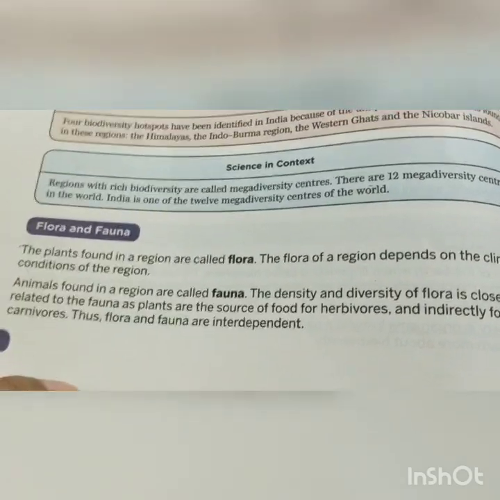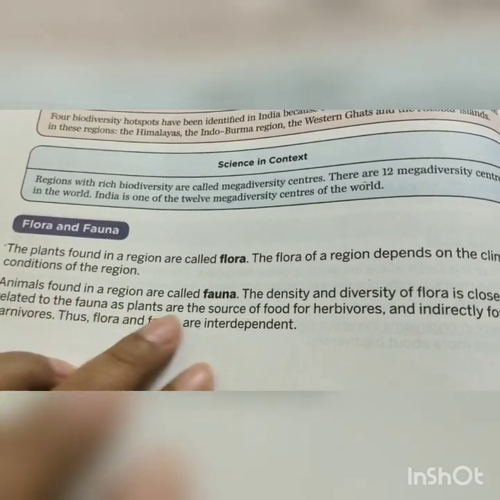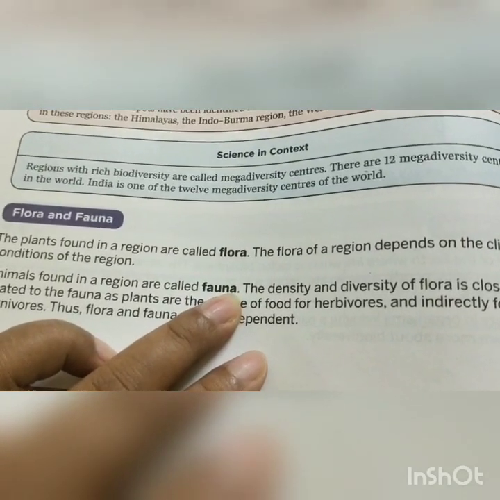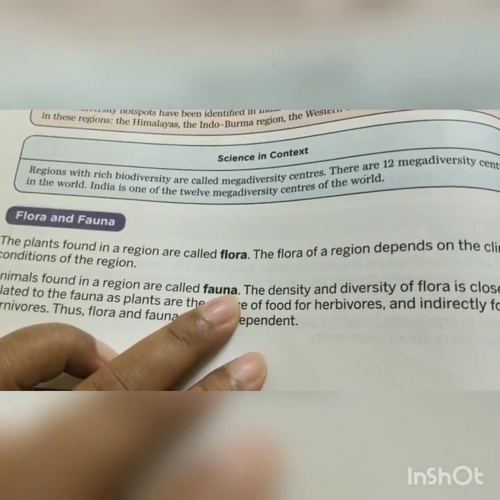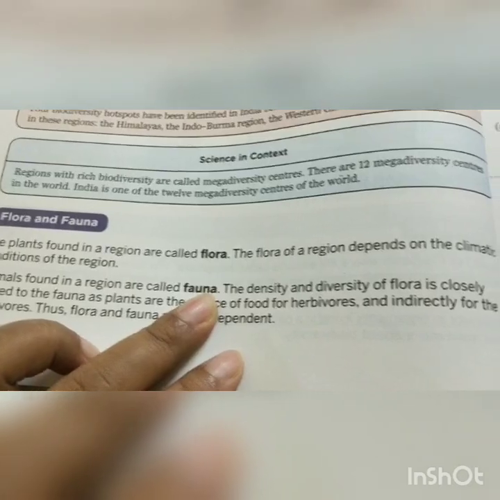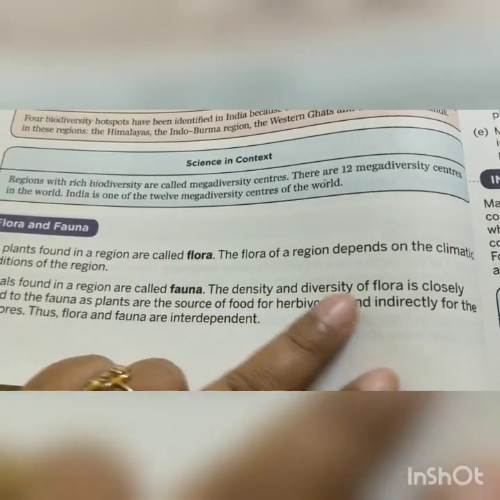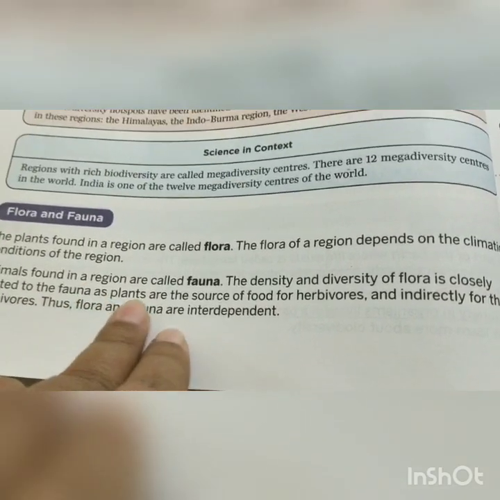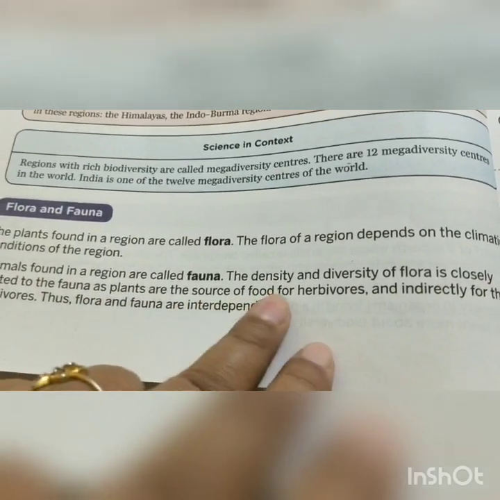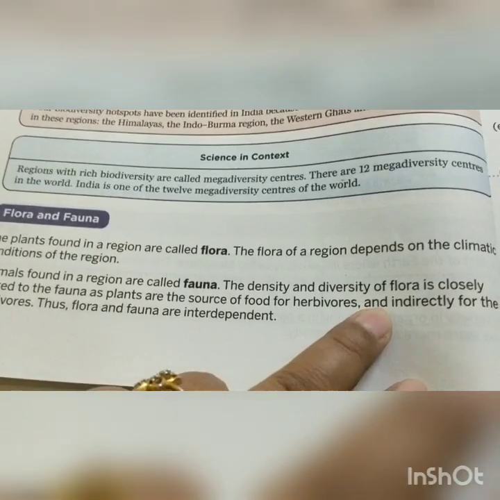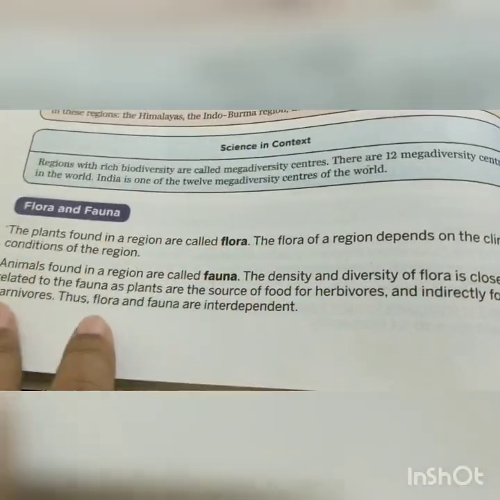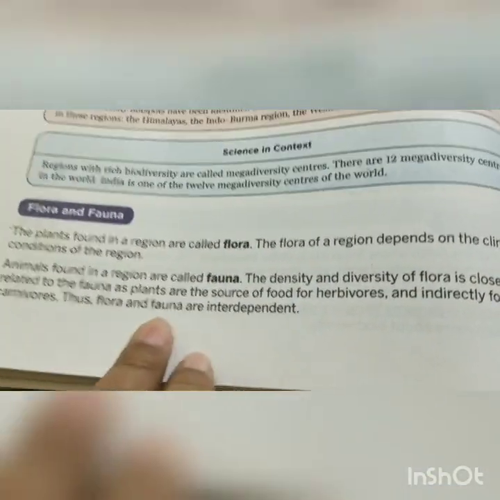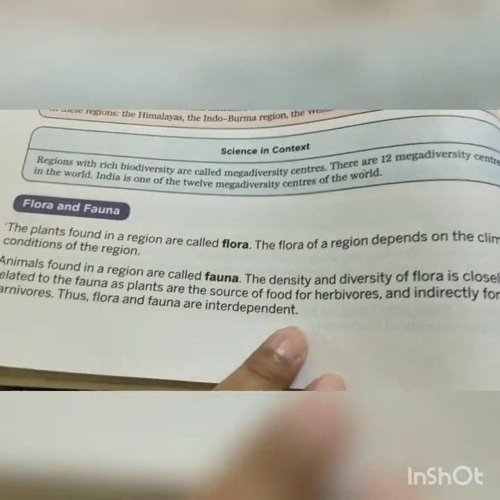Okay. Animals found in a region are called fauna. So what is fauna? The animals which are found in a particular region are called fauna. The density and diversity of flora is closely related to the fauna, as plants are the source of food for herbivores and indirectly for the carnivores. Thus, flora and fauna are interdependent.